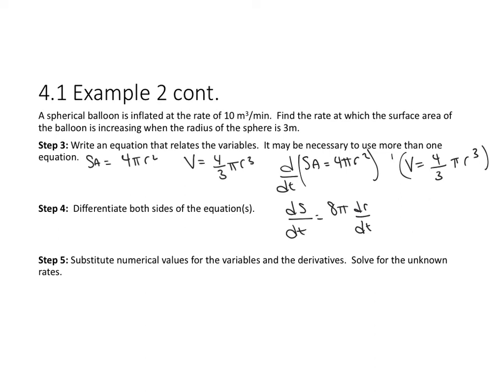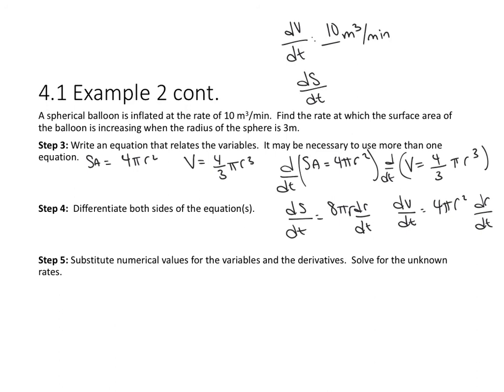Again, I'm going to differentiate with respect to time. So I have dV/dt is 4 pi r squared dr/dt. It's kind of interesting to note that the derivative of the volume is the surface area. So if we glance back, we have dV/dt, which is 10 meters cubed per minute, and we're looking for dS/dt. Notice the link between these two equations is this dr/dt. I'm not given dr/dt, but I can find dr/dt and then plug it into the other equation.